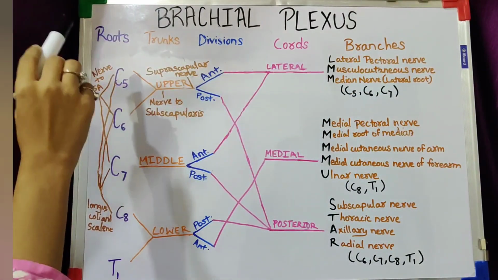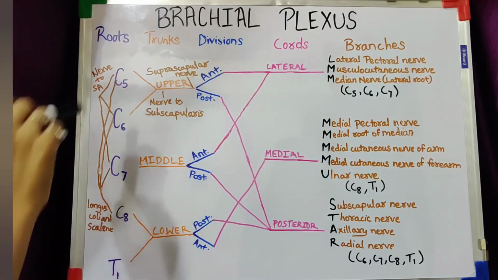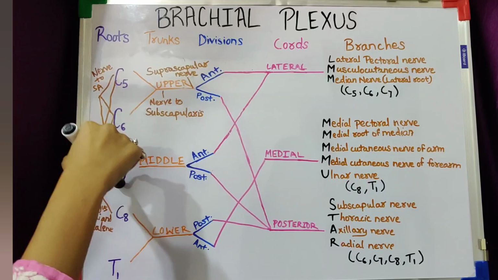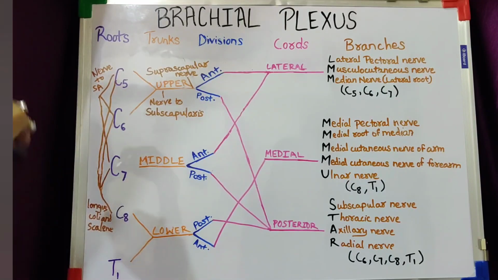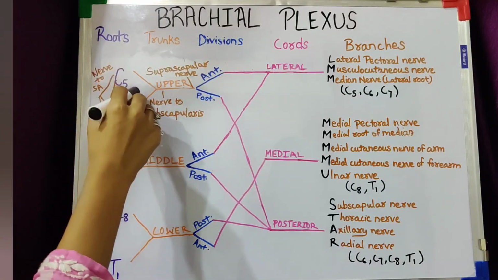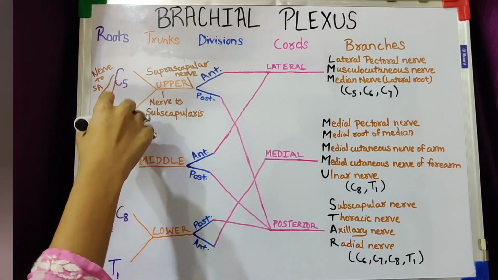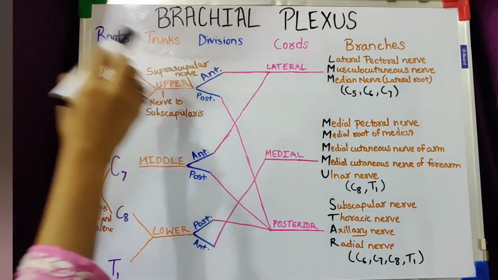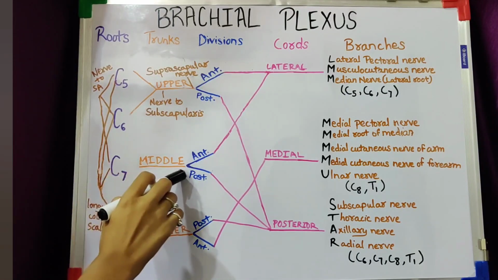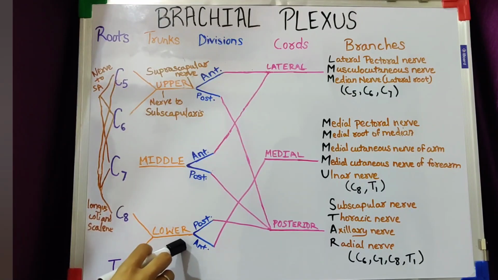So what are the roots? The roots refer to the spinal segments from which the nerves arise. So the C5, C6, C7, C8 and T1 nerve roots form the brachial plexus. Now these nerve roots combine to form the trunks. But in what fashion? The C5, C6 combine to form the upper trunk. The C7 alone forms the middle trunk, whereas the C8 and T1 nerve roots form the lower trunk.